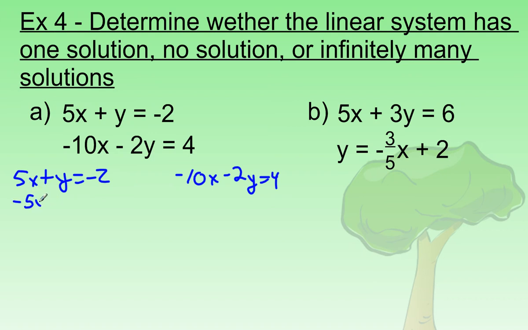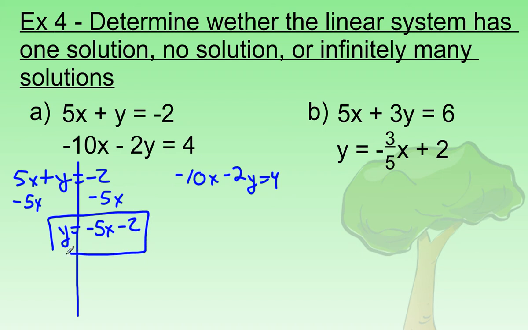So minus 5x, minus 5x. y equals negative 5x minus 2, because these do not combine, because this bottom guy has an x, the top one doesn't, so they're not like terms. And that is done into slope-intercept form. y equals mx plus b. So my slope is negative 5, my intercept is negative 2.